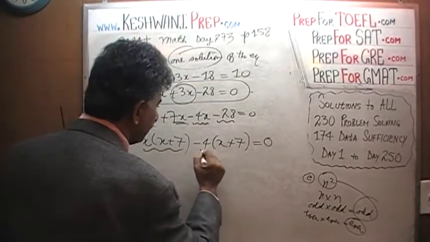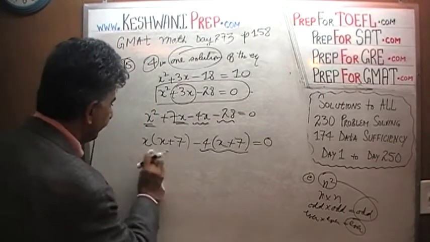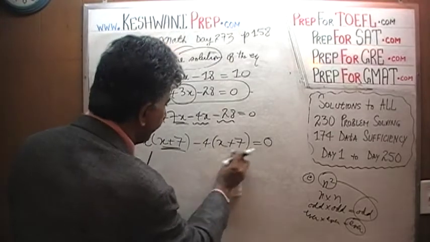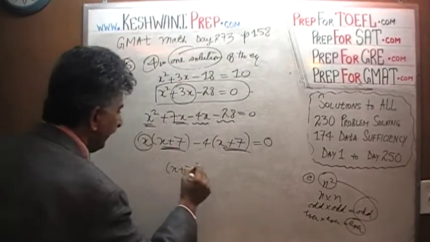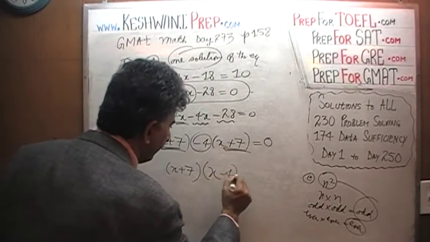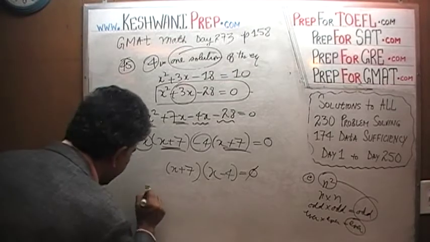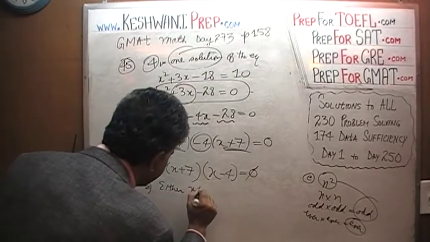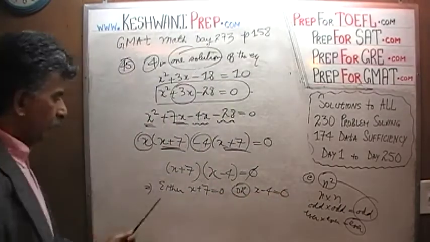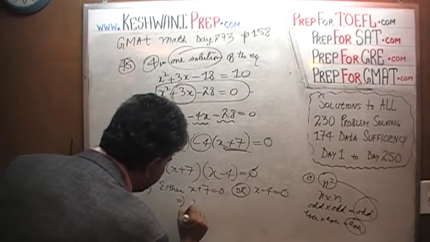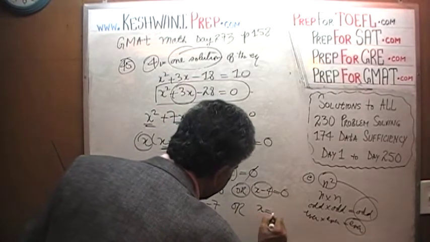Now we look at this term and that term, and we have this quantity here. X plus 7 is the common factor. Take it out common, x plus 7, and we are left with x from here, and from here we are left with negative 4, and that equals 0. Since the product of these two quantities is 0, that implies that either x plus 7 is equal to 0 or x minus 4 is equal to 0. If x plus 7 is equal to 0, x must be negative 7, or if this is true, then x must be positive 4.